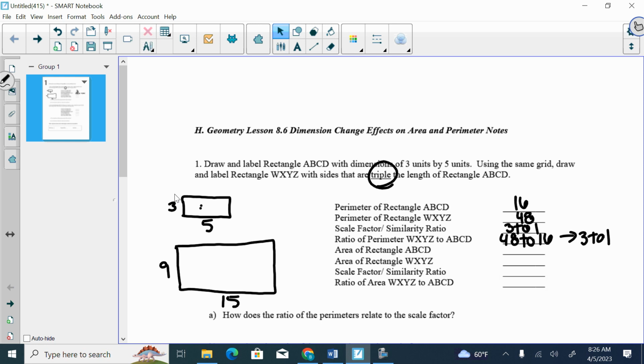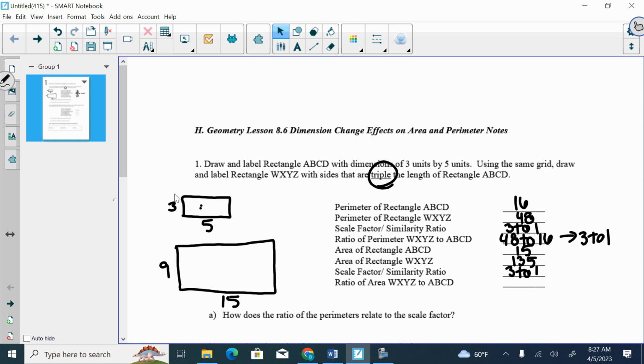What's the area of ABCD, the smaller one? 15. Good. All right, and what's the area of WXYZ, the larger one? 135. All right, so the scale factor, or the similarity ratio, is still the same, right? We said the big one was triple the small one. So that ratio is still just 3 to 1.